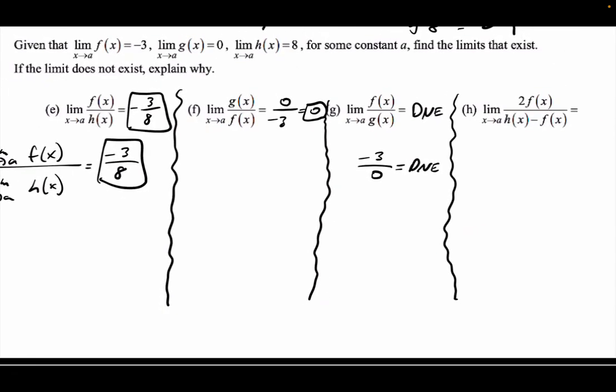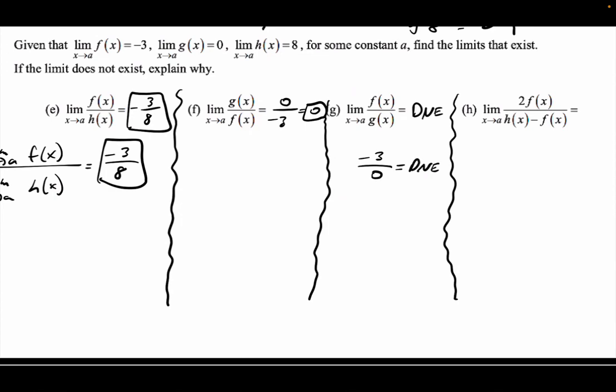H is kind of one they like to do on free response tests. They like to do that because it mixes properties, right? Which properties do we have for letter H? Difference. We have difference on the bottom, quotient, and we have a scalar. We haven't used scalar yet. The 2 in the front is a scalar.